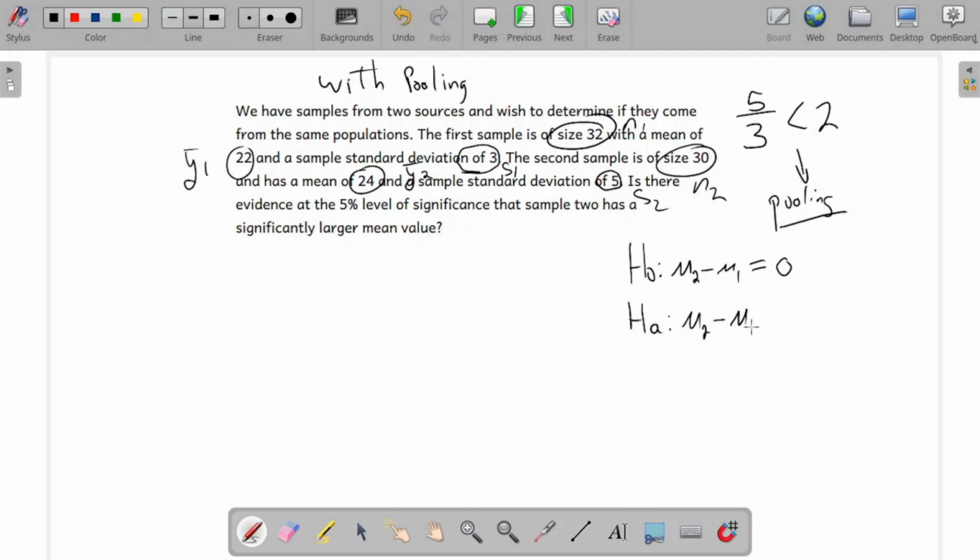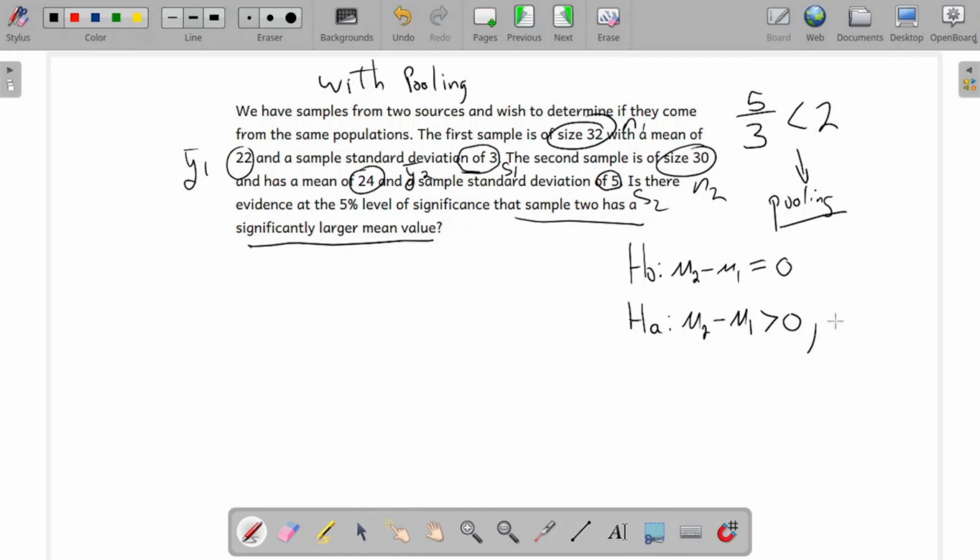That's a personal preference. Now, what do we want to know? Do they come from the same populations? Well, that kind of implies that they're significantly different if that's the case, because usually the means would be different in two different populations, and probably the variances as well. So the question is asking here, does sample 2 have a significantly larger mean? So that means this is going to be greater than 0.